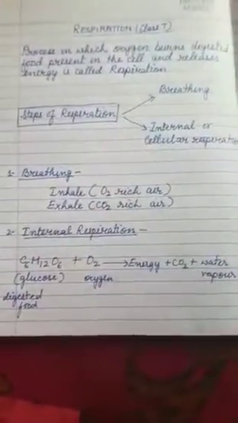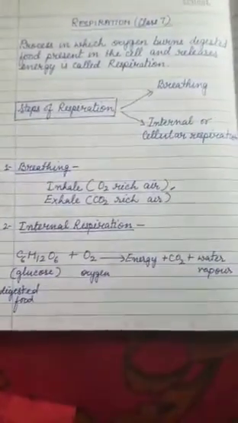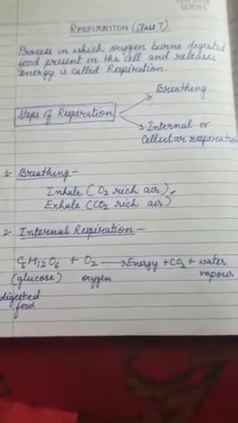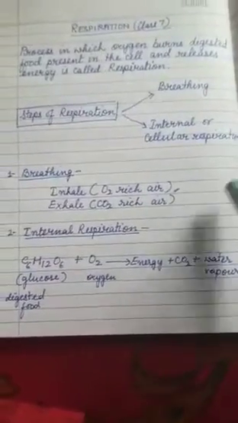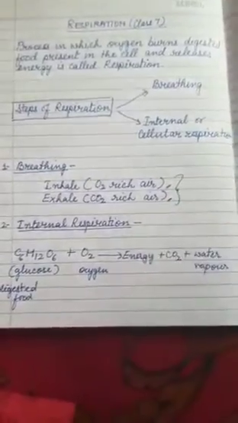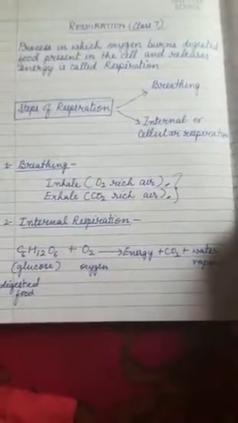So what is breathing? When we take in oxygen rich air, that is called inhalation, and when we give out carbon dioxide rich air outside, that is called exhalation. The combination of these two is known as breathing. This is the first and basic step. This process does not occur in the cell.